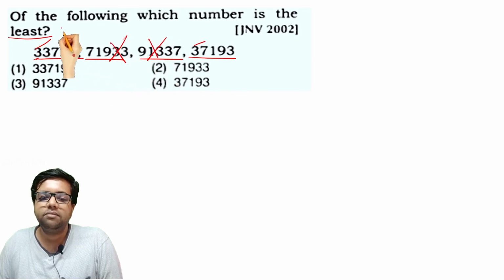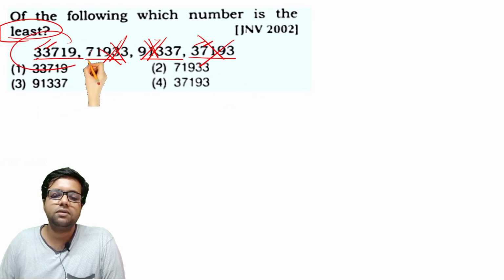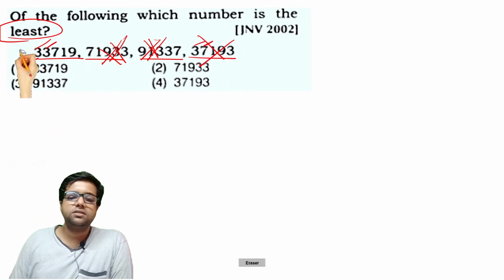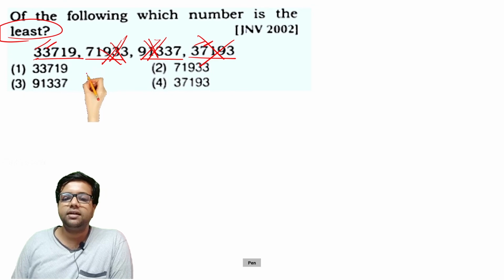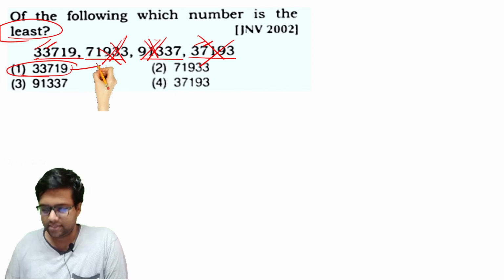We need to find the number which is least. So these are quite bigger numbers, so we eliminate that. On the 1000th place, we have 3 and we have 7. 7 is greater than 3, so we will eliminate this as well. So we are only left with the first number, which is 33,719, which is also available in our first option. So first option is your right answer. Okay, option 1 is the right answer.